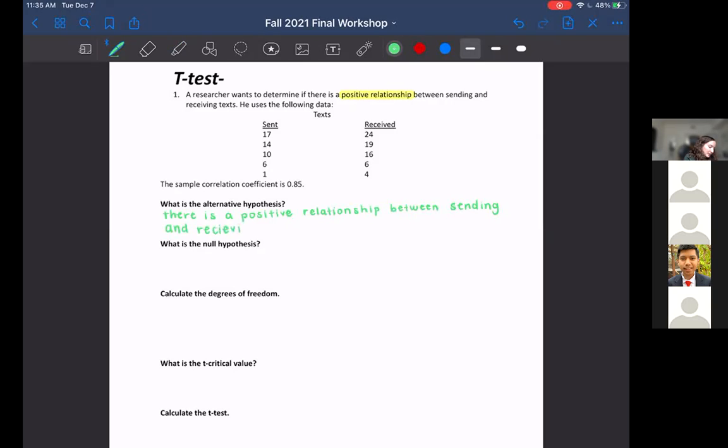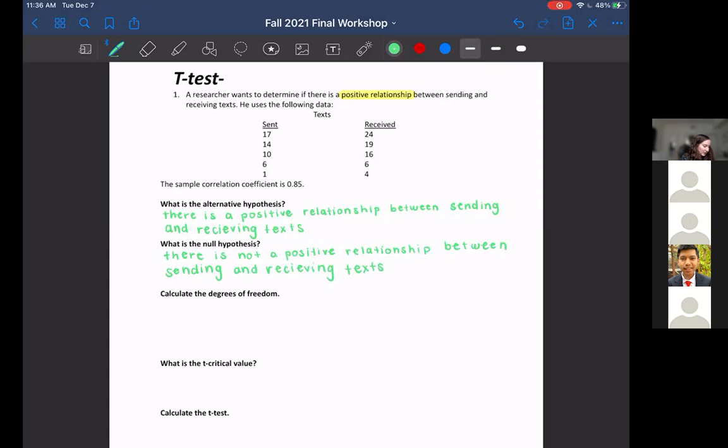So now that we know what the alternative hypothesis is, can anyone tell me what the null hypothesis should be? Wouldn't it be that there is not a positive relationship? Perfect, yes. And I see you in the chat as well. There is no effect, yes. So we'll just say the exact same thing, but put a not in there. So it would just be there is not a positive relationship between sending and receiving text. Okay, does anyone have any questions on that? No? Okay, so then let's move on.